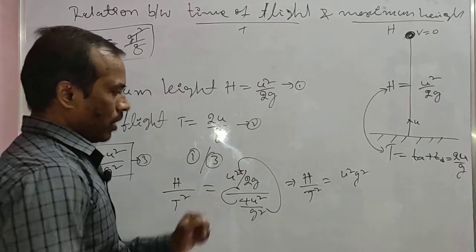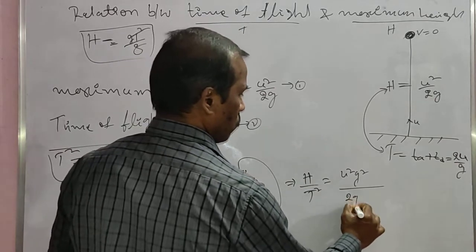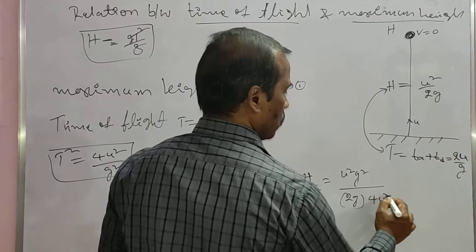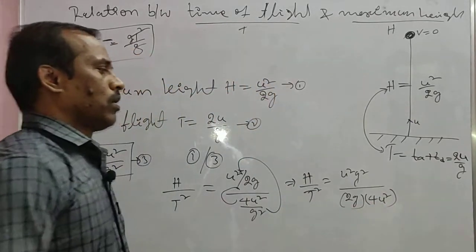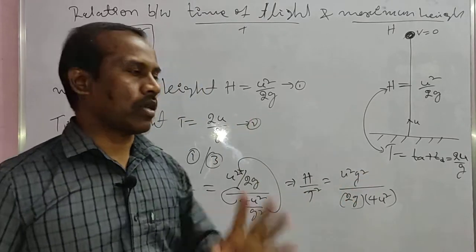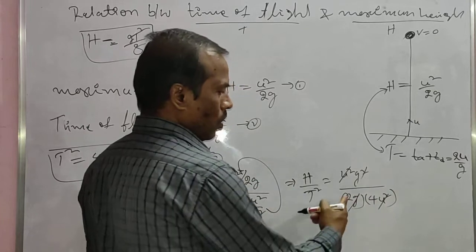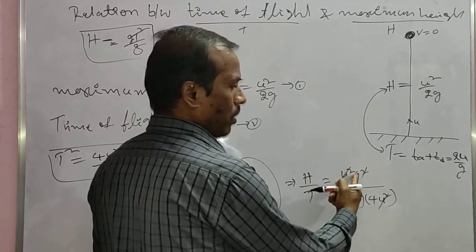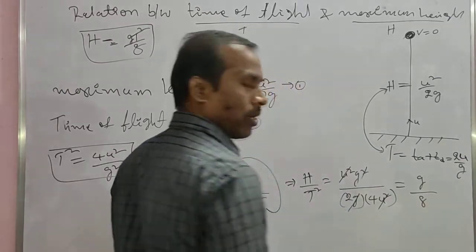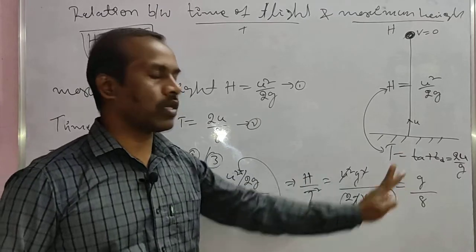Okay, next, here 2g into 4u square. Simplifying, the terms here get cancelled, u square gets cancelled, and g ones cancel. Now 2 fours are 8. Remaining here is t, so it simplifies to g by 8. So h by t square is equal to g by 8.